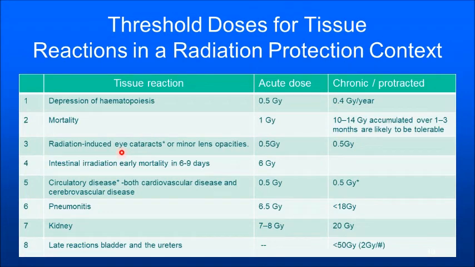One of the important things is radiation-induced eye cataract or minor lens opacities. For both acute and chronic radiation, the threshold dose is 0.5 gray. Intestinal irradiation, early mortality in 6 to 9 days is 6 gray. Circulatory disease, both cardiovascular disease as well as cerebrovascular disease, for both acute and chronic, the threshold dose is 0.5 gray.